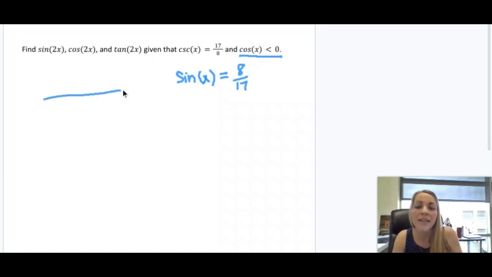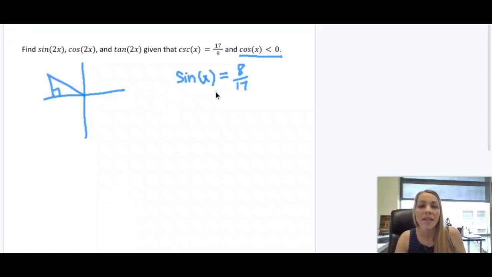So I'm going to draw an x-axis. I'm going to draw a y-axis. We're given here that sine is positive and that cosine is negative. And sine is positive and cosine is negative in the second quadrant. So I am going to draw a right triangle right here.